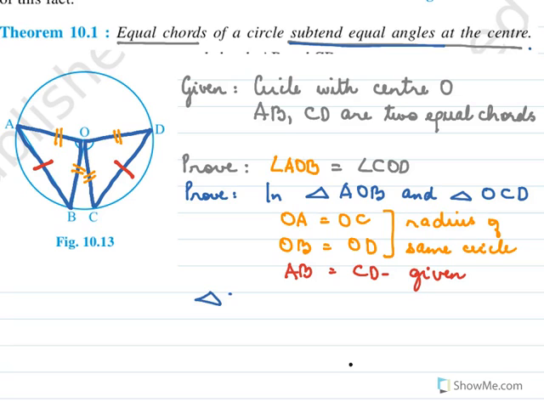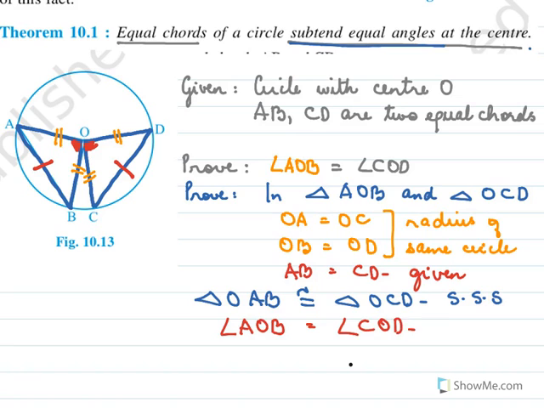Therefore, triangle OAB is congruent to triangle OCD by SSS test. And if they are congruent, by CPCT, I can say these two angles are equal. So I'll say angle AOB equal to angle COD by CPCT. We have proved. So let me draw this again.